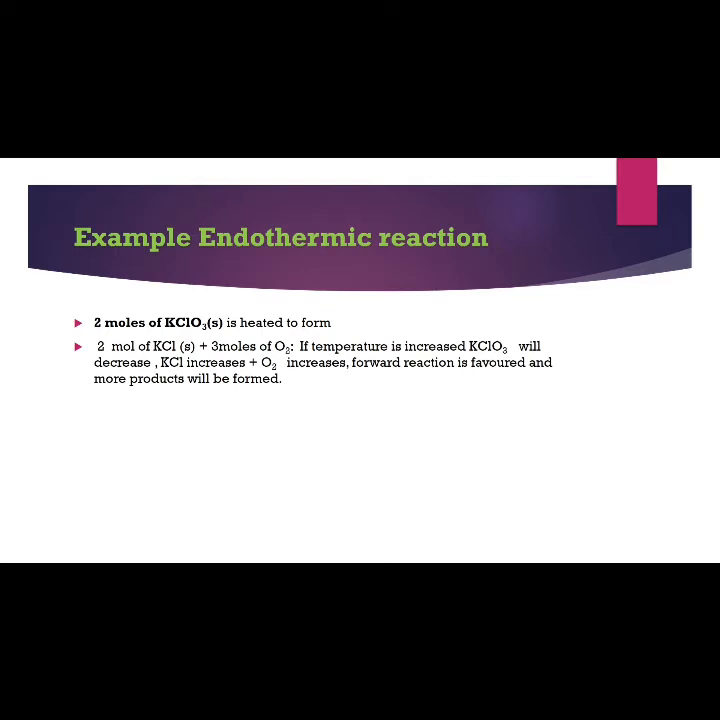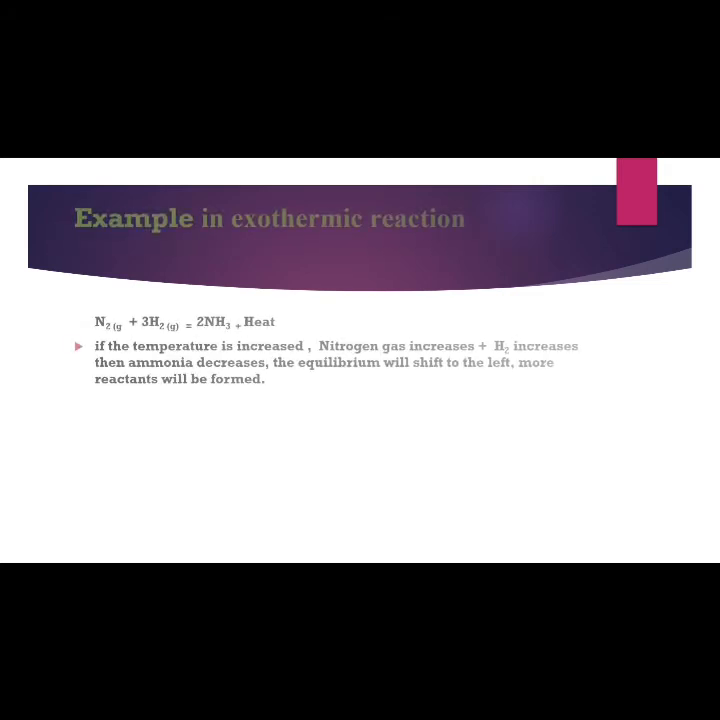When 2 moles of potassium chlorate, KClO3 in solid form, is heated to form 2 moles of potassium chloride in solid form plus 3 moles of oxygen gas. If temperature is increased, potassium chlorate will decrease. Potassium chloride increases and oxygen gas increases. Forward reaction is favored and more products will be formed.